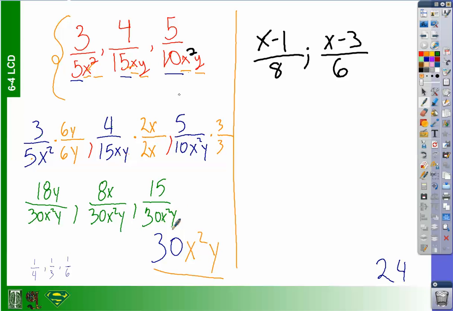So the reason why this skill is important is because when you add and subtract fractions, you must have common denominators. You need to convert your fraction to have a common denominator, an equivalent fraction that has the same denominator, and then you can subtract and add. So that's why you have to go through this first.